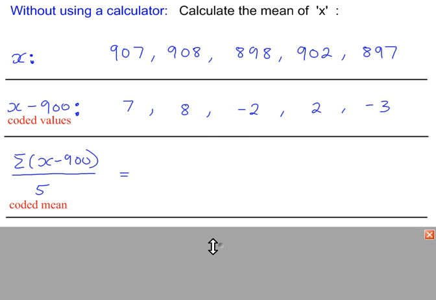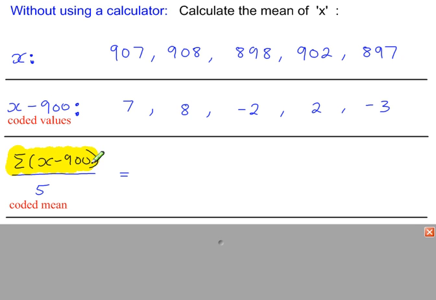Now we're going to work out the mean of these coded data values. And this mean is called the coded mean. So we're going to add up all of these values here, which are represented by the sum of, because we're going to add them together, x minus 900. There's 5 values, so we're going to divide by 5. Okay, so the coded mean is 2.4.